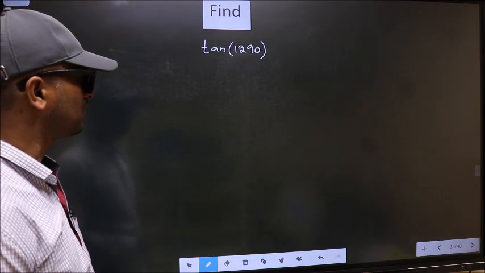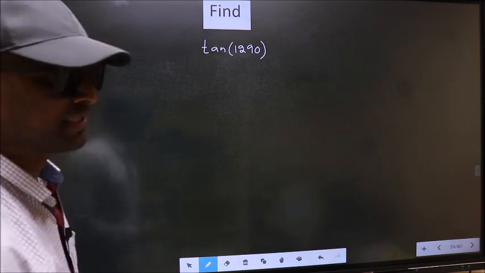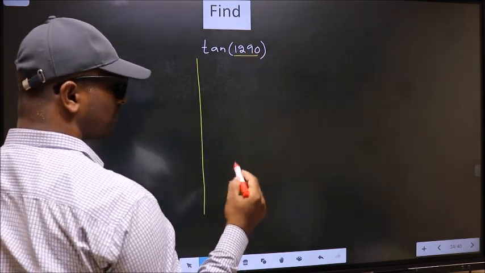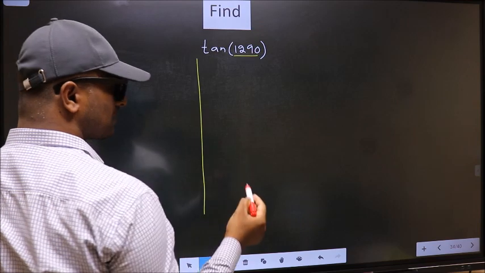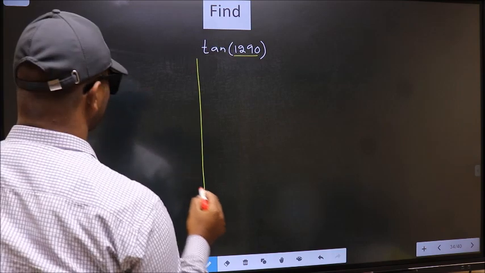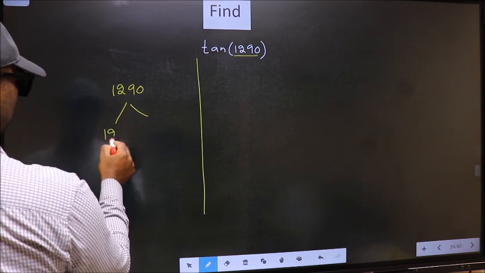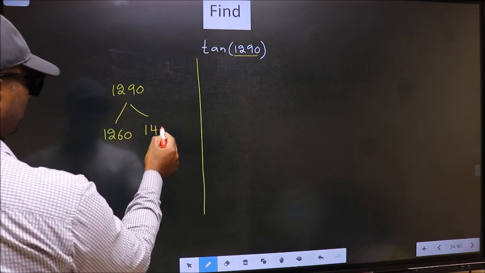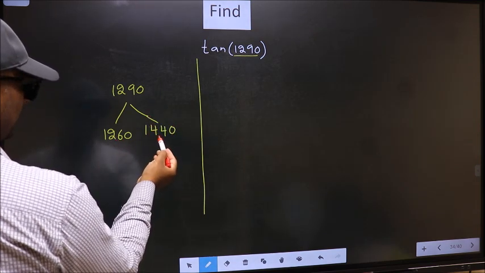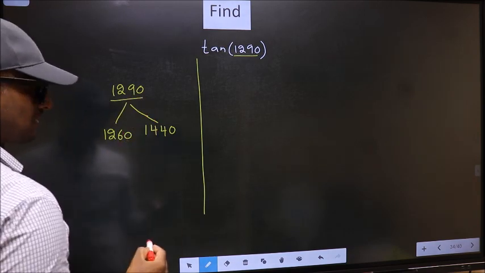Find tan 1290. To find this, we should follow this method. Here we have 1290. Now you should check, 1290 lies between which two multiples of 180? What I mean is, 1290 lies between 1260 and 1440. This is 180 into 7 and this is 180 into 8. Between these two numbers, 1290 lies.